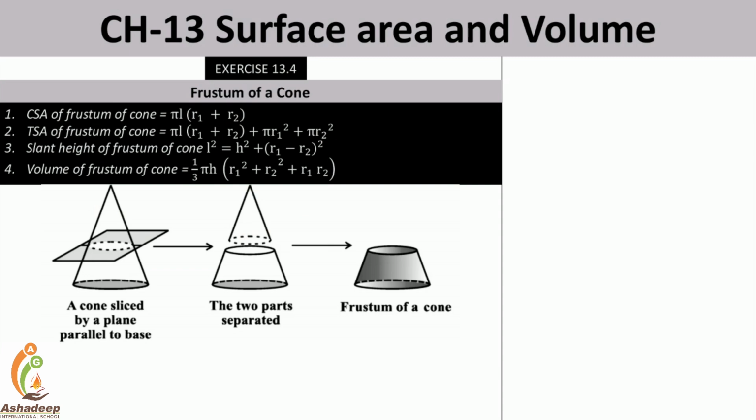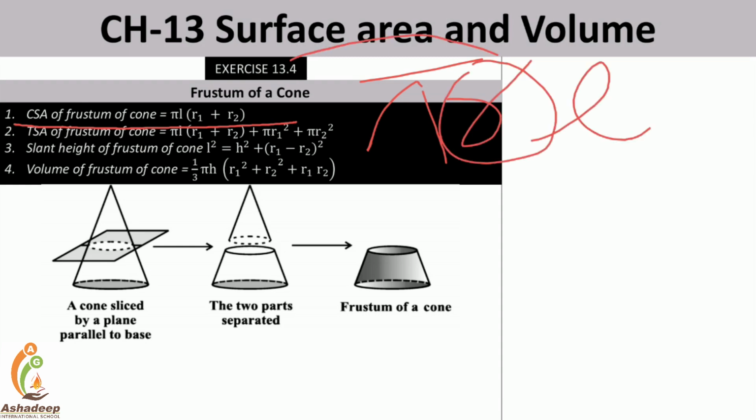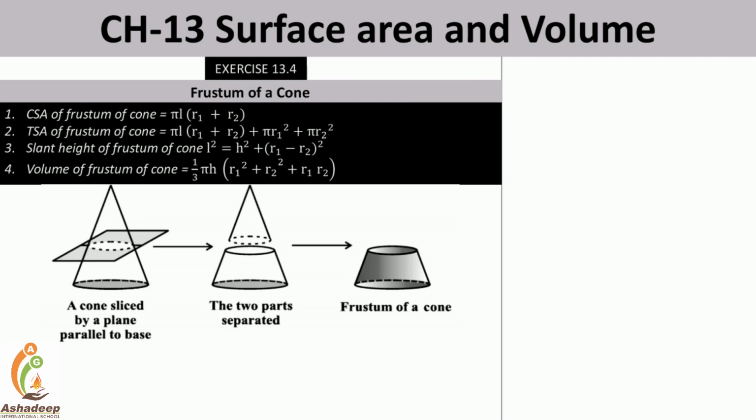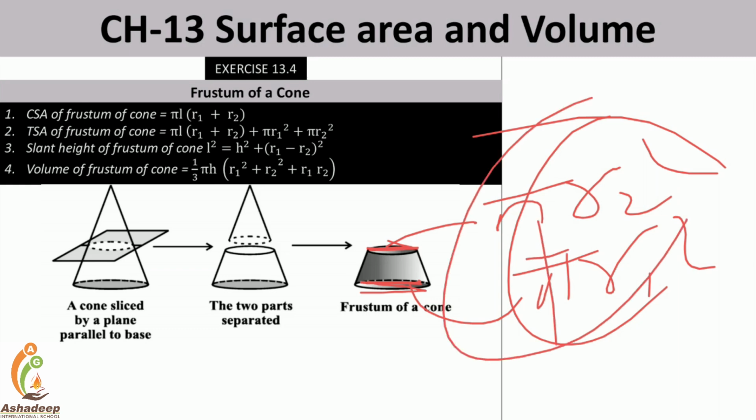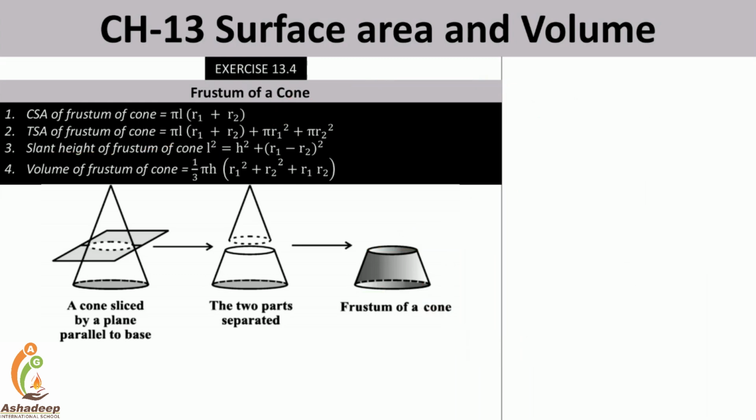So once again let me repeat it for you. Curved surface area is pi l (r1 plus r2). For the cone it is nothing but pi r l. Instead of r we need to write here r1 plus r2, right? For the total surface area we need to add the top and the bottom. Top is nothing but pi r2 square, bottom is nothing but pi r1 square. So we need to add both of these to the curved surface area, and that becomes the total surface area of the frustum of the cone.